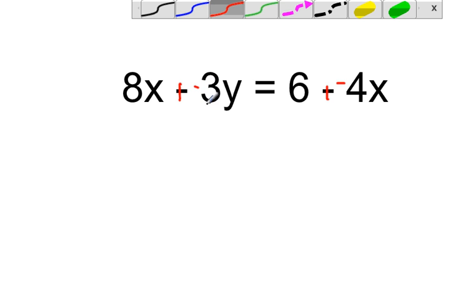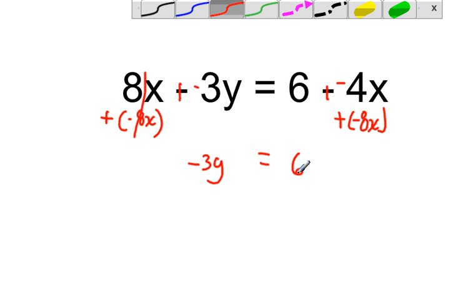Okay? So we have two terms over here. We want to get rid of our 8x term. To get rid of our 8x term, we're going to add negative 8x to both sides. So over here, I'm going to add negative 8x to the 4x term because I'm combining like terms. These are like terms. So I end up with negative 3y over here, because those cancel each other out, is equal to negative 4x plus negative 8x, which is plus negative 12x.